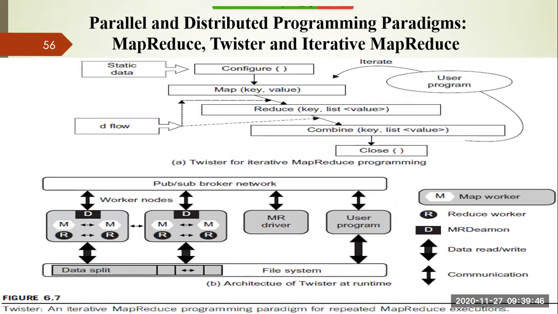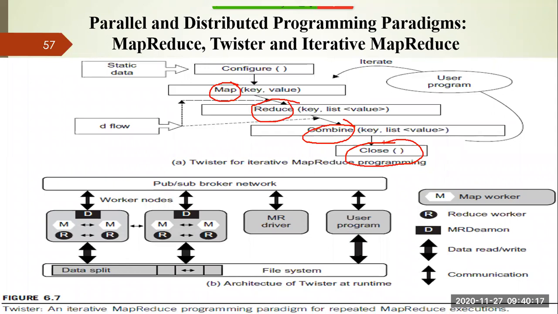Similarly, you can see here, this is another implementation of MapReduce. You can say that is nothing but an iterative MapReduce programming paradigm, which we call Twister. The same thing we are doing. We are giving the static data into the configure file. Then we are applying the map function. Then we are applying the reduce function. Then we are doing the combine one, combining the values given by the reduce function. Finally, we close it and write it in a particular file.